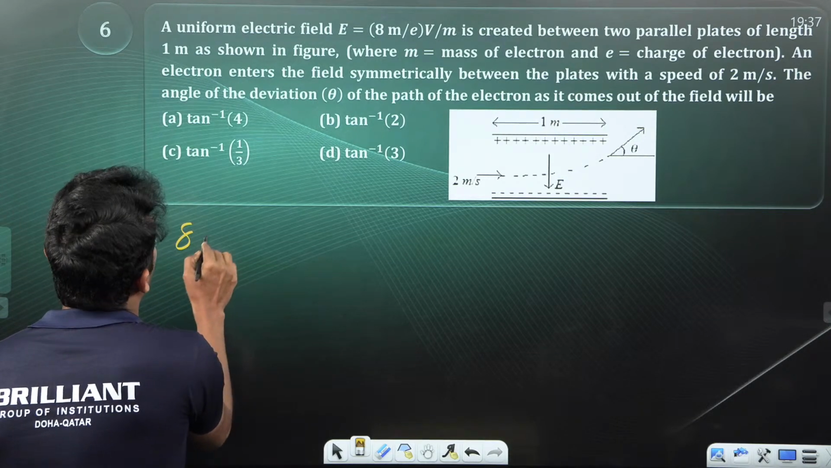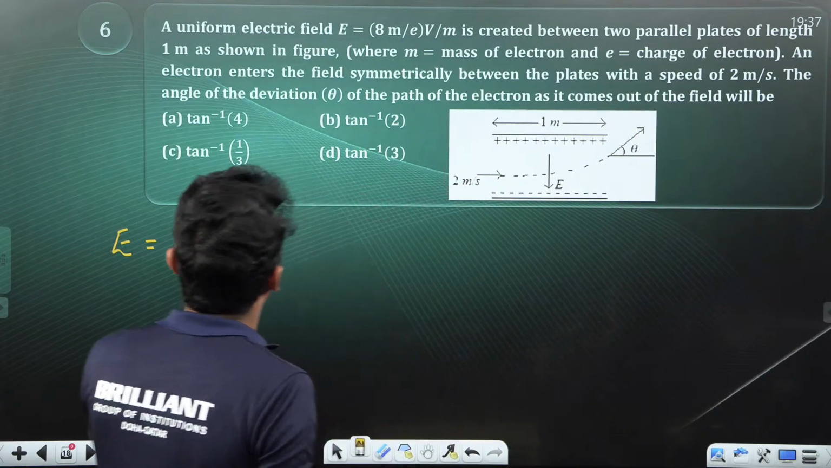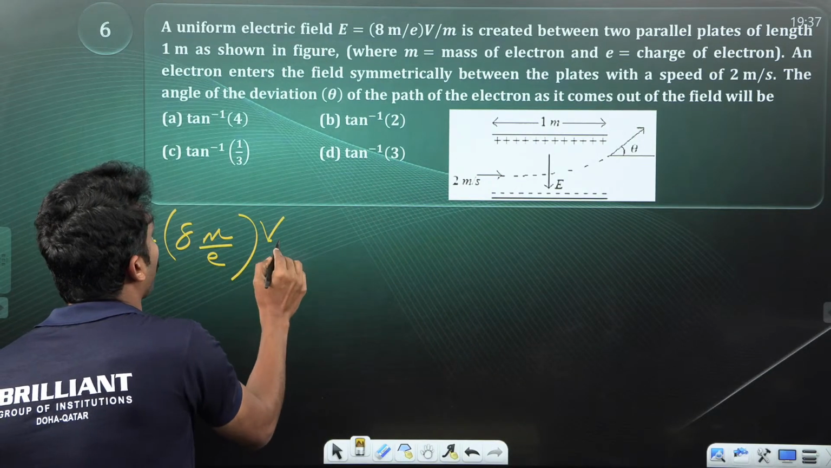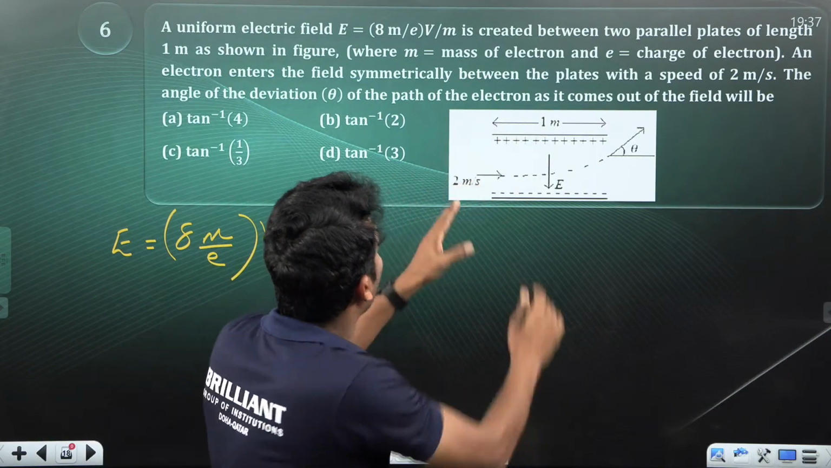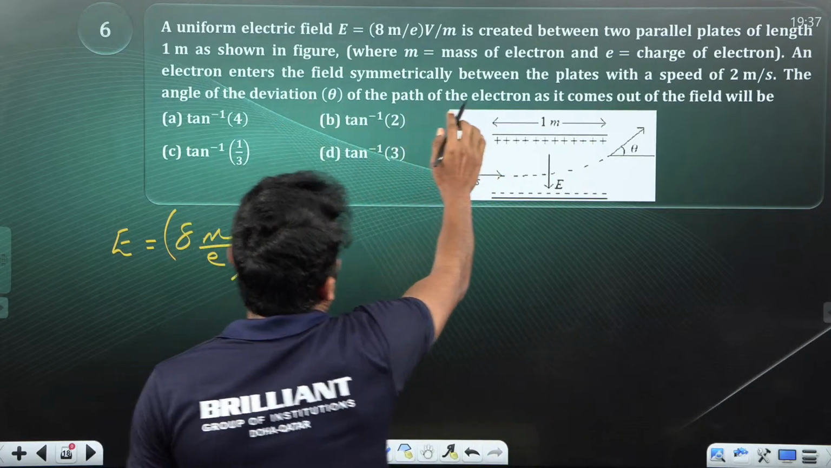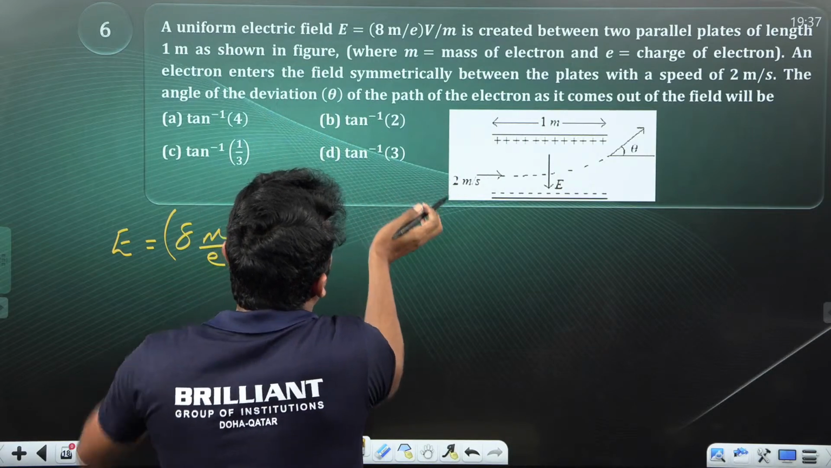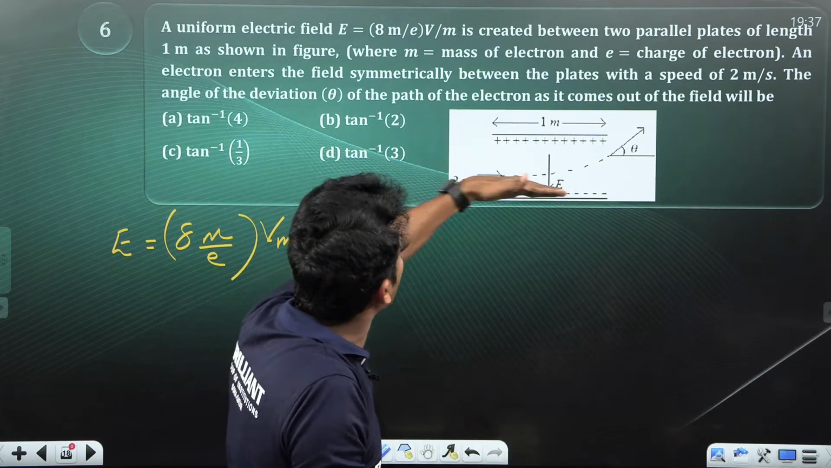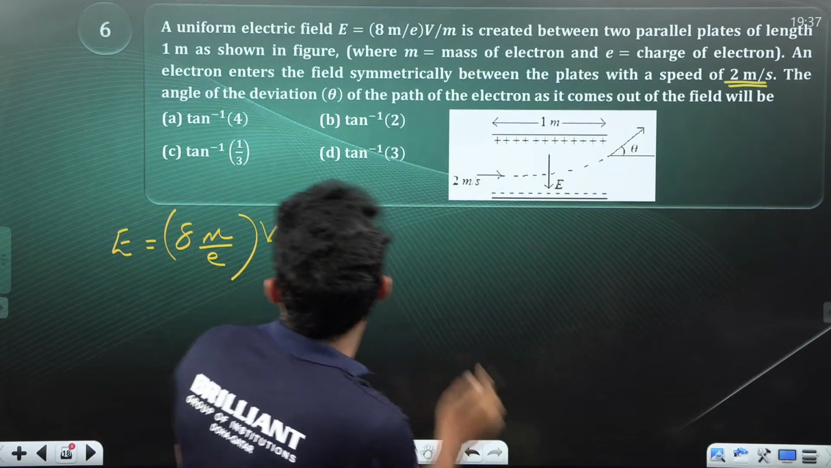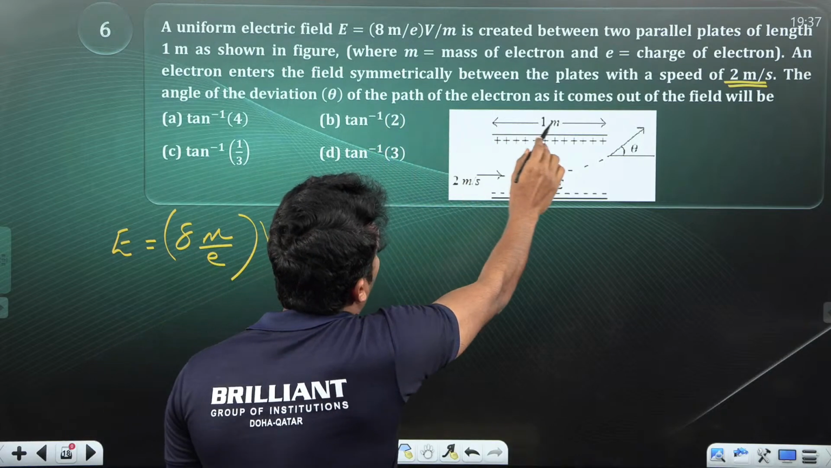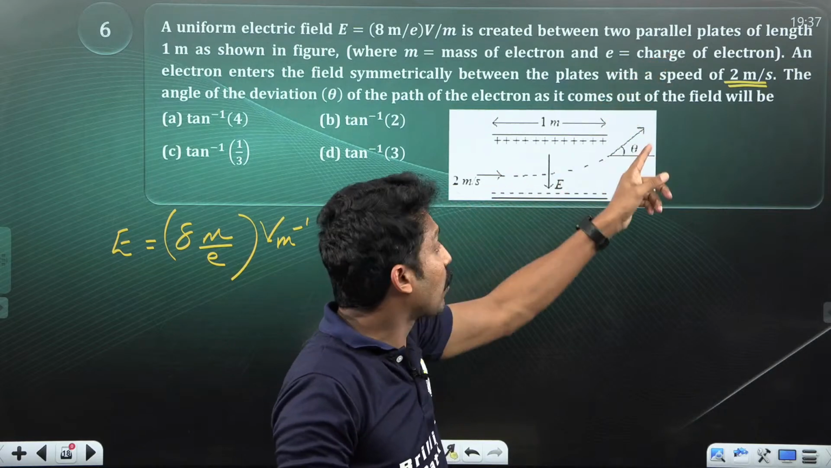Now question number 6 is, a uniform electric field E is equal to 8m by e, where m is the mass of the electron and e is the charge of the electron, given. This much volt per meter, the SI unit of field intensity, is created between two plates. The length of the plate is 1 meter, as shown in the figure. An electron enters the field symmetrically between the plates with a speed of 2 meter per second. The angle of deviation theta of the path of the electron as it comes out of the field is asked.